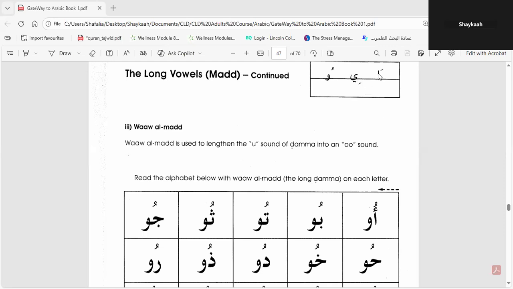We've covered the long A sound, the E long sound, and today we're covering the U long sound. We said when it's singular, that's a fatha, and a singular fatha is an A. A singular kasra is an E, and a singular dhamma is a U.